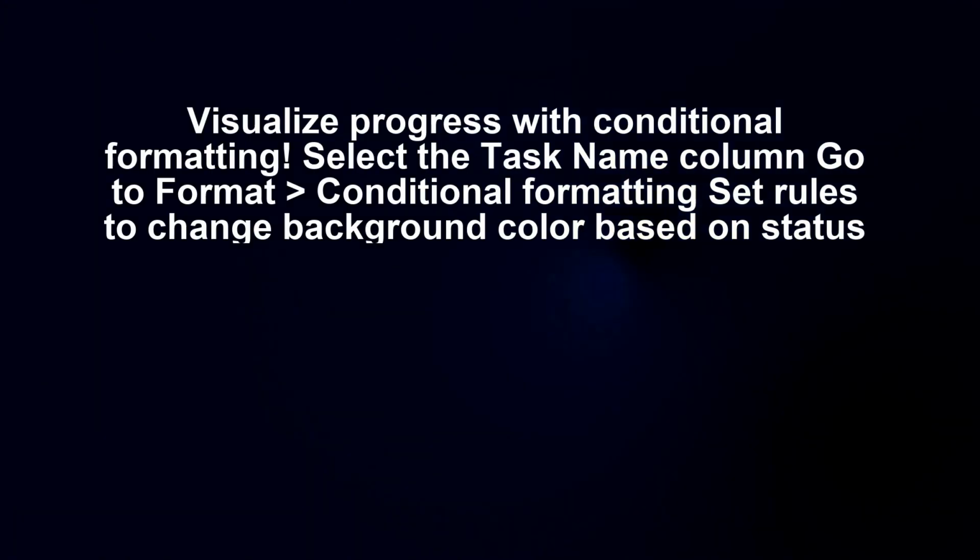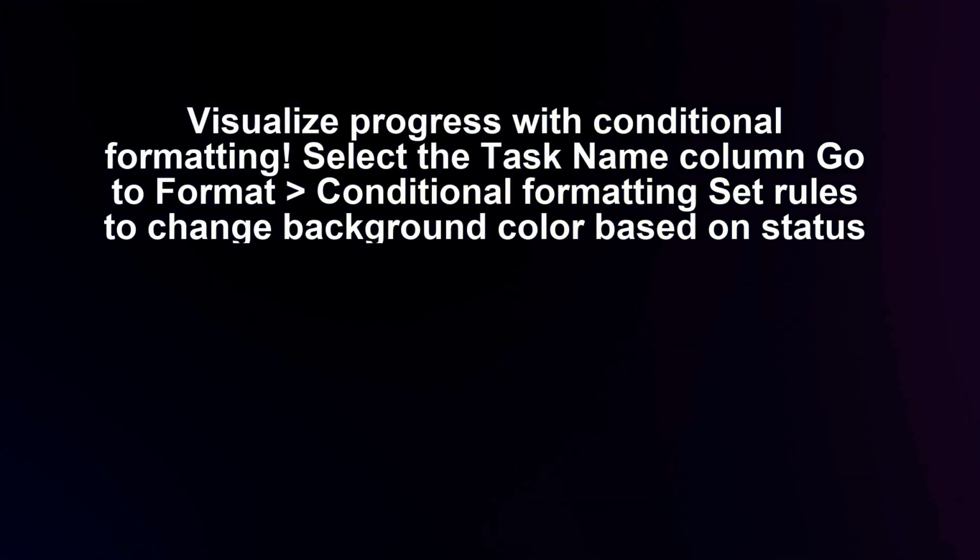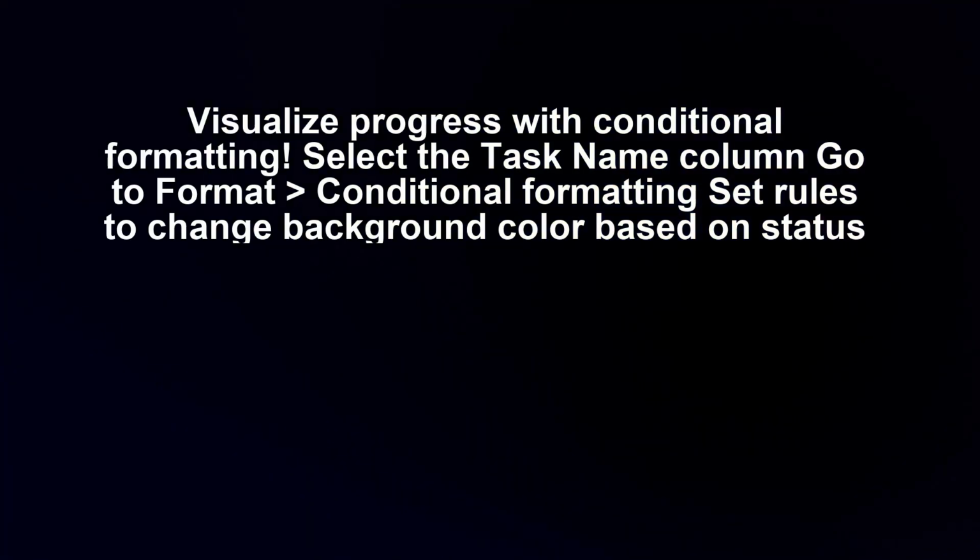Select the task name column, go to Format, then Conditional formatting, and set rules to change the background color based on status.